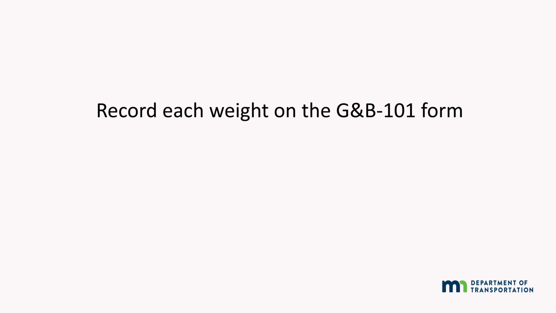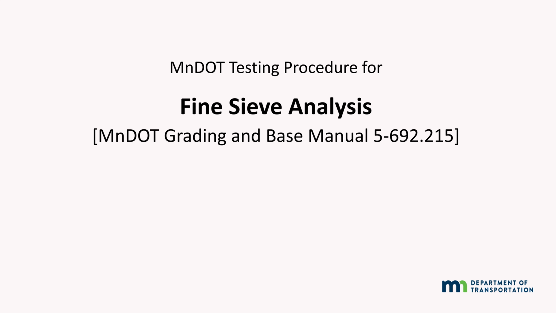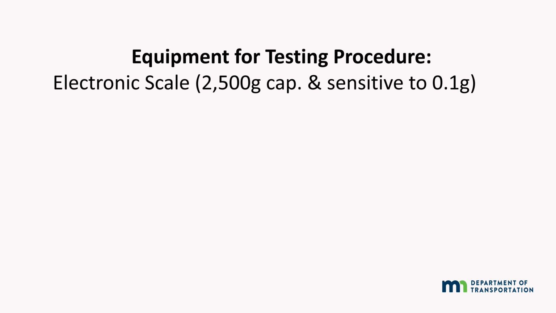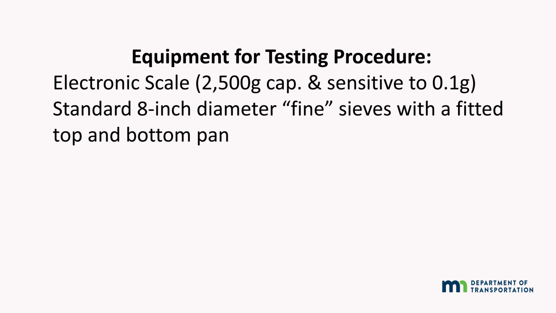GNB-101 form. Field Sieve Analysis Test Procedure, Fine Gradation. For this procedure, you'll need an electronic scale with at least 2,500 grams capacity, sensitive and readable down to 0.1 grams. Standard 8-inch diameter fine sieves with a fitted top and bottom pan. The common sizes are number 4, number 10, number 40, and number 200. 2 number 200 sieves are required. 1 number 200 should be full height.